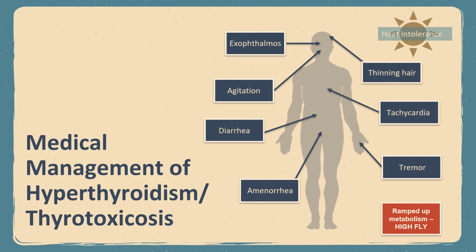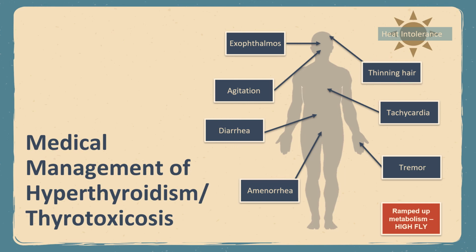Let's jump into hyperthyroidism. So here are the symptoms of hyperthyroidism. And again, remember that this is when we have ramped up metabolism, and my mnemonic here is high equals fly. So patients are going to have heat intolerance, high heart rate, agitation, tremor, diarrhea.